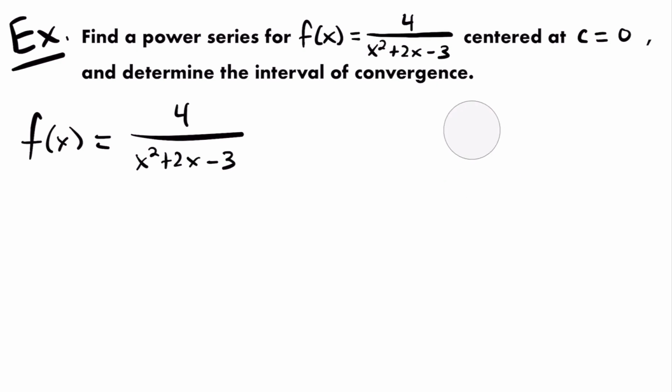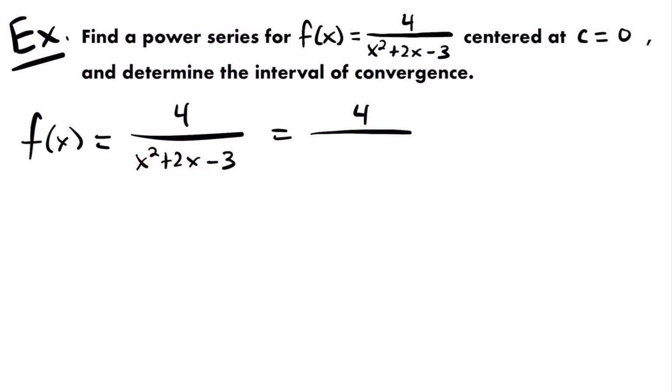Okay, and so let's get started with that process because there's a lot of steps involved. First thing that we want to do is factor this denominator before we can split it up into partial fractions. So this will be equal to 4 divided by x squared plus 2x minus 3 factored.